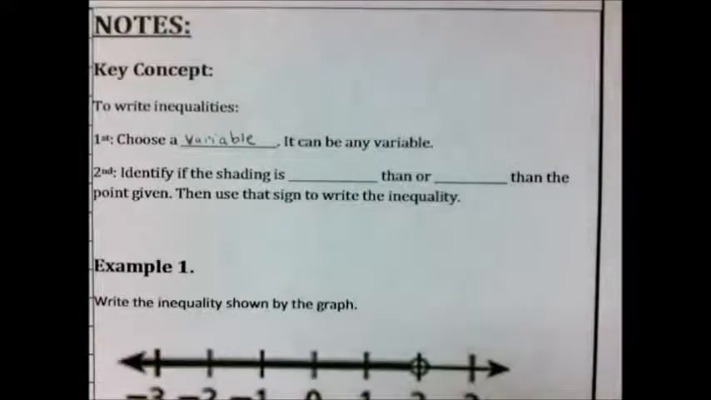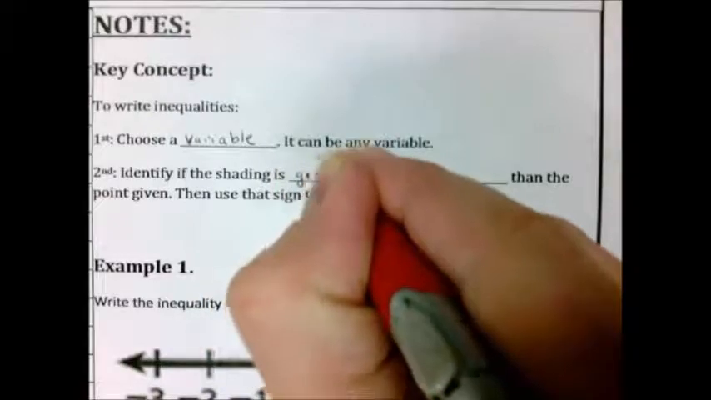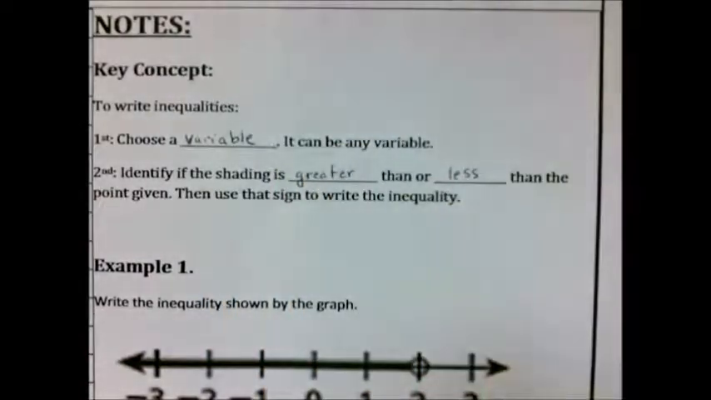The second thing we need to do is identify if the shading is greater than or if it's less than the point that's given. Then we need to use that sign to write the inequality. That's how we write inequalities based on a graph that's been given. So let me show you what this is all about.